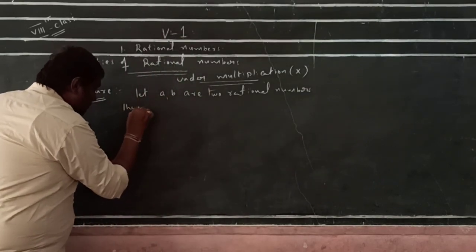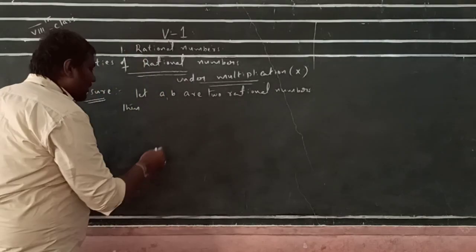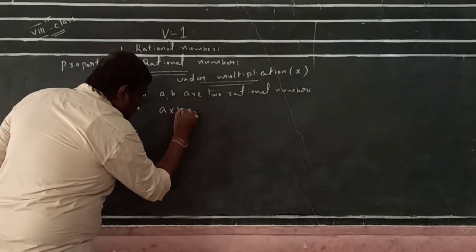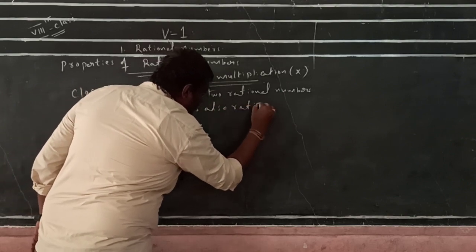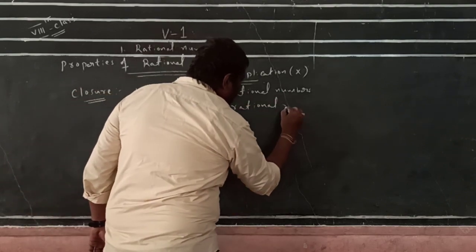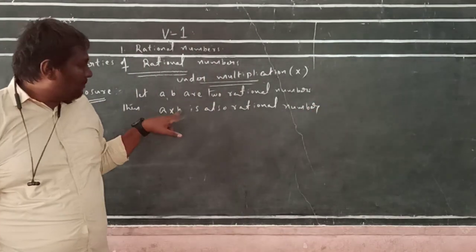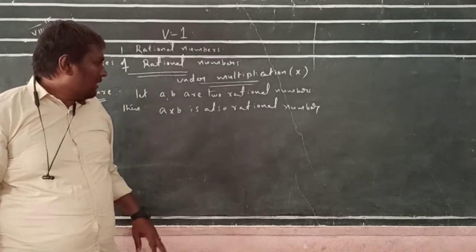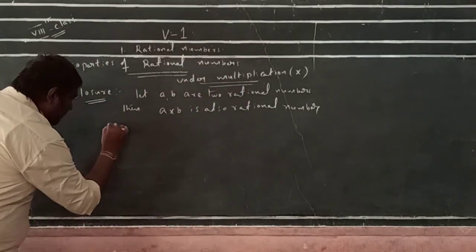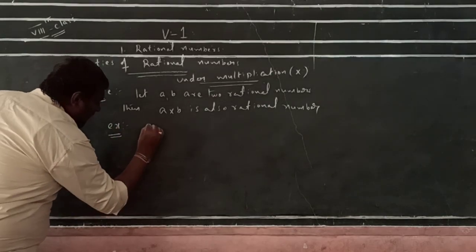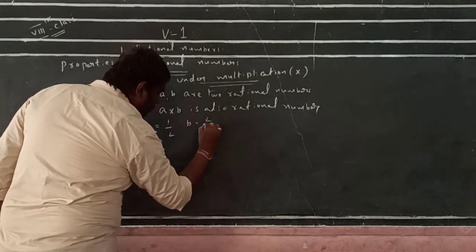Then at the time of addition, A plus B is also a rational number. Here also, it is a rational number. Understand? Here A plus B is under addition, and here A into B is multiplication. For example, we take A value is 1 by 2, the B value is 2 by 3.